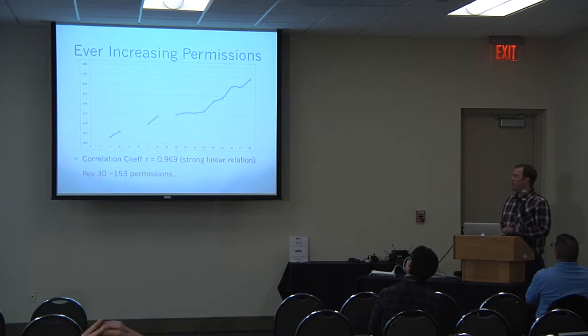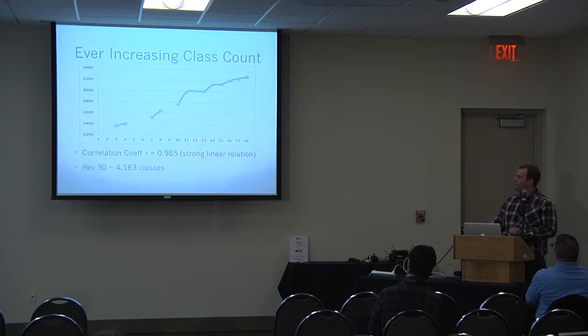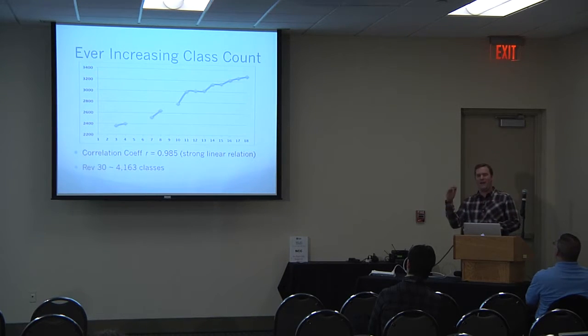Strongly linear, and if we project out to Rev 30, there's going to be over 150 permissions. That's quite a lot, and quite a lot of fine-grainedness and subsystems to be thinking about. Also, there's this ever-increasing class count. Was it Rev 10 that added NFC and things of that nature? So as more hardware comes out, there's going to be the need for more classes to support that hardware, and therefore more code to analyze.